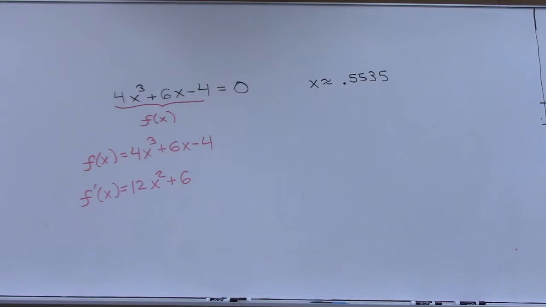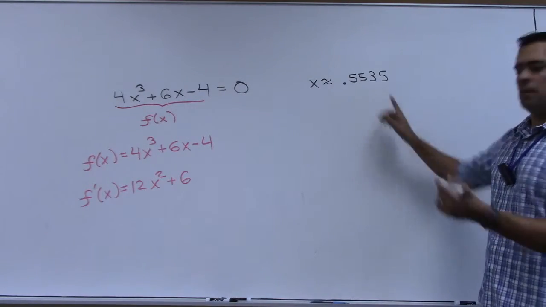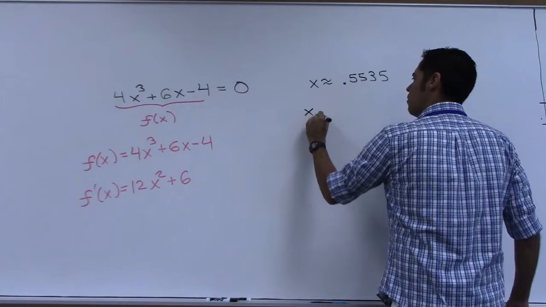All right, I'm going to create another function. I'm going to call it g of x, which is going to be the derivative. So the derivative was 12x squared plus 6. All right, with me? Here we go. So what did you want the guess to be? 1? Let's start it. X sub 1 equals 1.